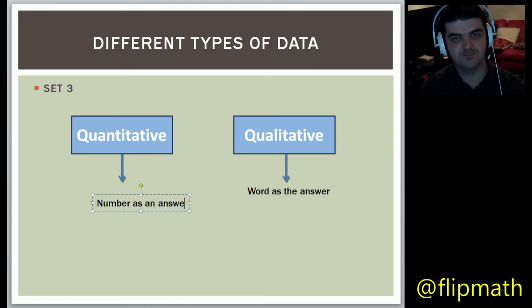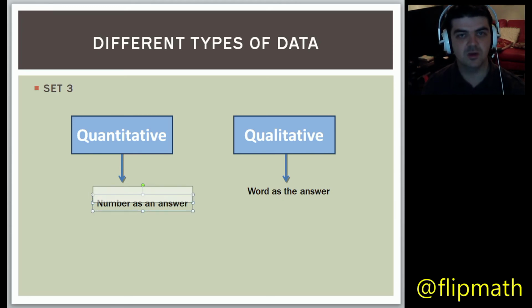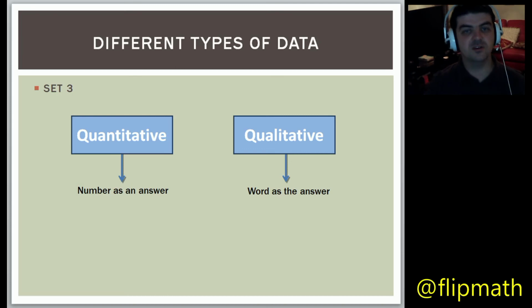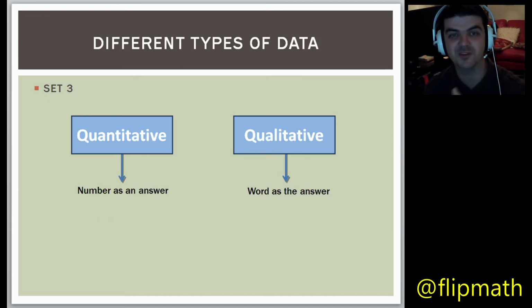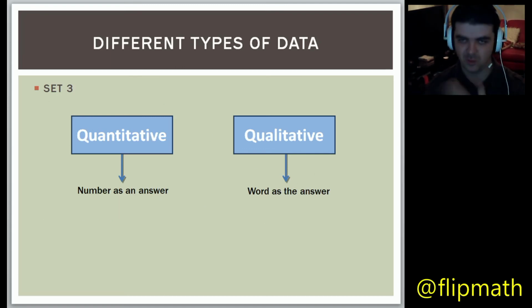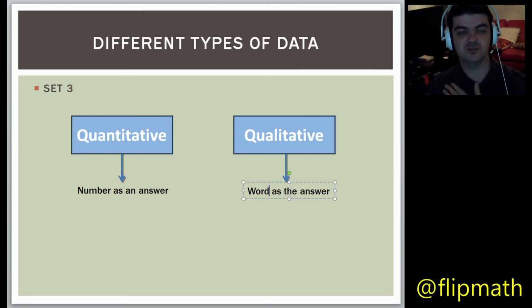Quantitative data is where your answer will be a number. So it could be said that your quantitative answer will either be discrete or continuous. Sometimes you'll get a question that says, is this data discrete or continuous? Because they're the two forms of quantitative data, or qualitative, which is a word. And that's all there is to those different types and sets of data, which is great.